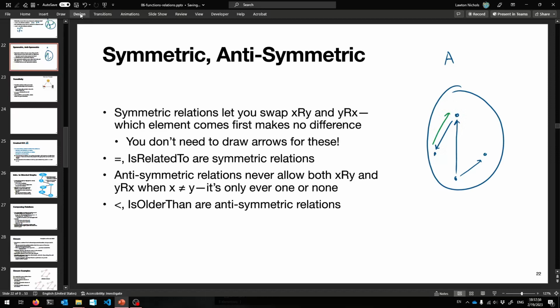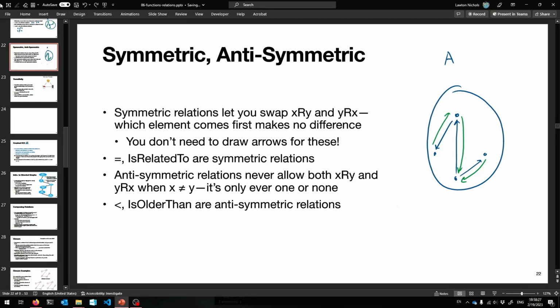You need to be able to go in the opposite direction. If you know that this one's related to this one in this order, then it must also be the case that this one's related to this one in this order. You see that? That's what it means. You better be able to swap them. And then again, if this one's related to that in that order, you always better have that this one's related to this one in that opposite order. And so you don't actually need to draw arrows when you know your relation is symmetric. You can just use lines because you know you can go in any direction. You can go any way from one to the other.